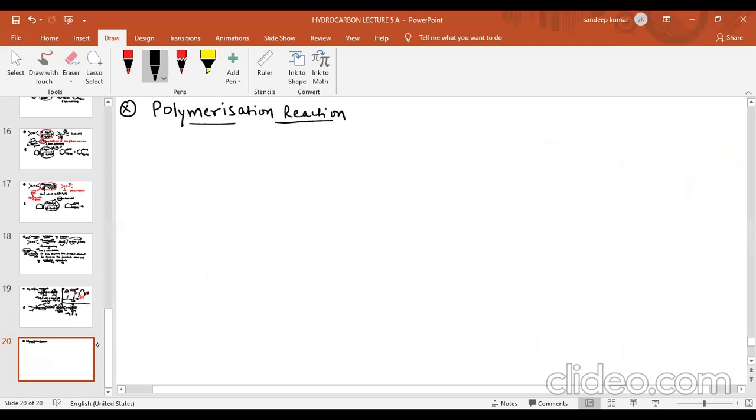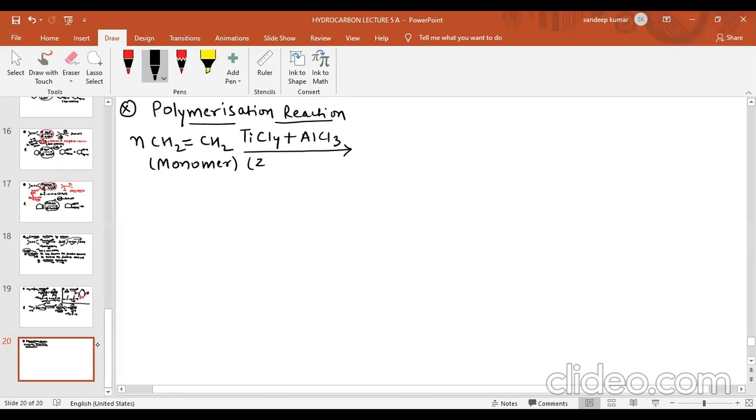What is polymerization reaction? See, if n molecules of ethene is given, so basically this is monomer, the simplest repeating unit of polymer, and the reaction is in presence of titanium tetrachloride plus AlCl3.